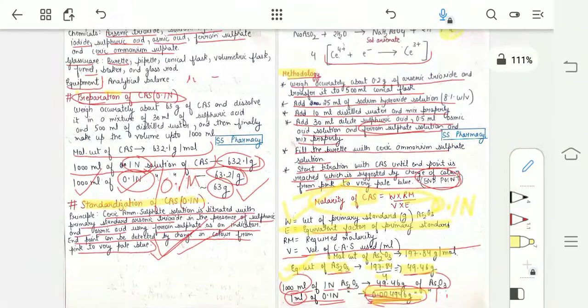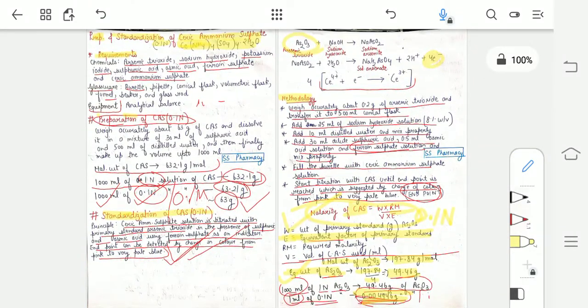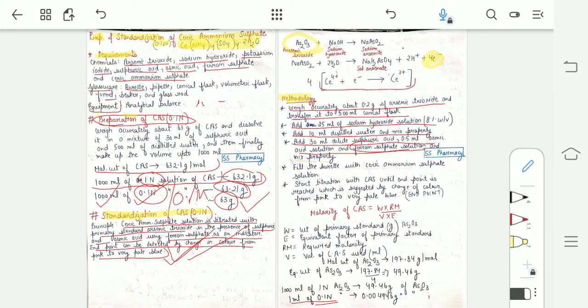So I hope this concept is clear to you, because the equivalent factor is very simple to calculate, and it is the same steps which we need to follow in all the standardizations as well as the preparations.